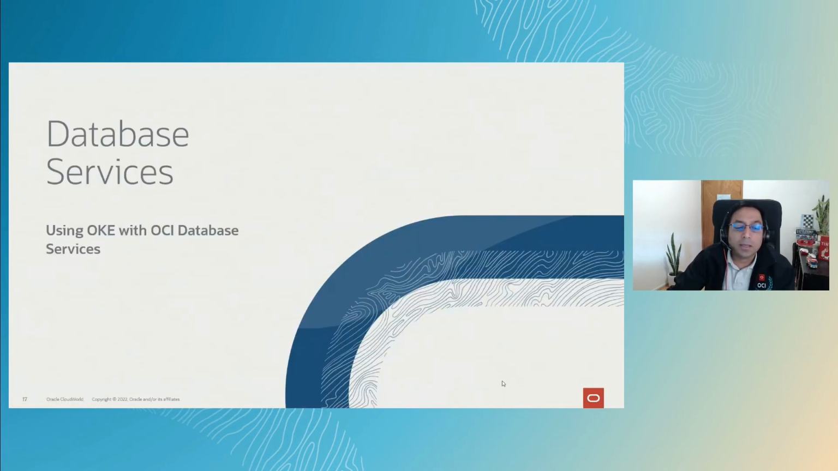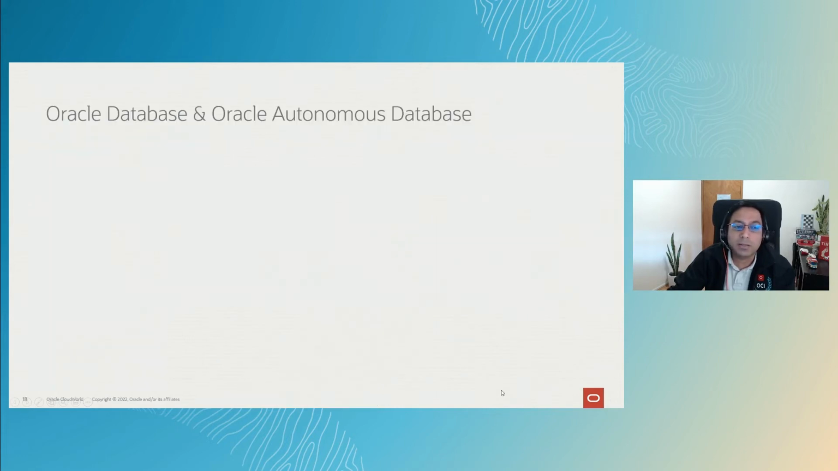That's a little bit of an overview around infrastructure services. Now, let's look at using database services. As you know, on OCI we have the Oracle Database, and we also have the Oracle Autonomous Database Service.